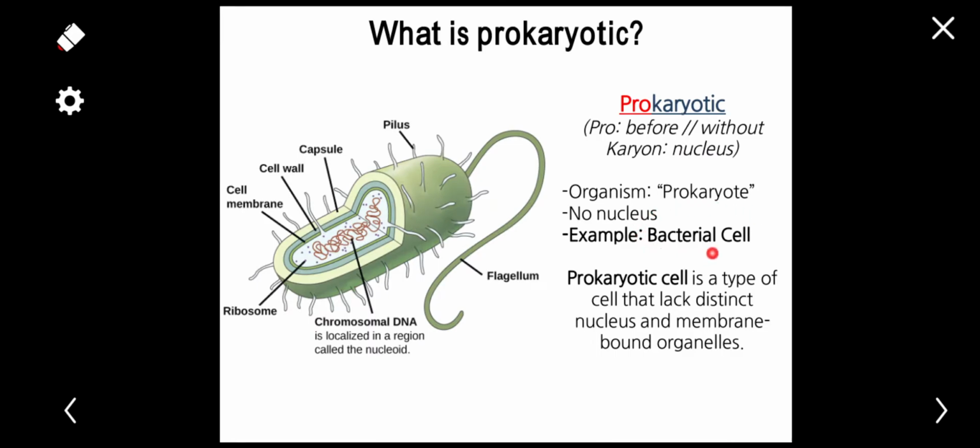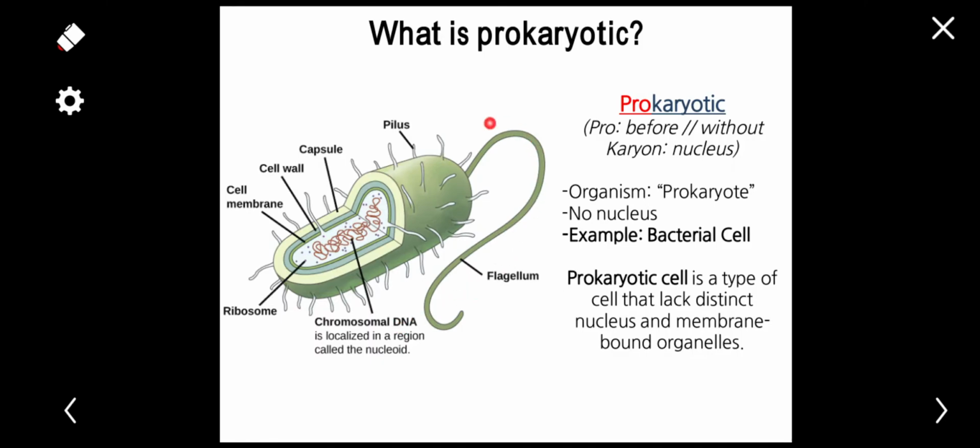Okay, example bacteria cells such as E. coli, Salmonella species, and so on. And prokaryotic cells also lack a membrane-bound organelle. Membrane-bound organelle means organelle with membrane.